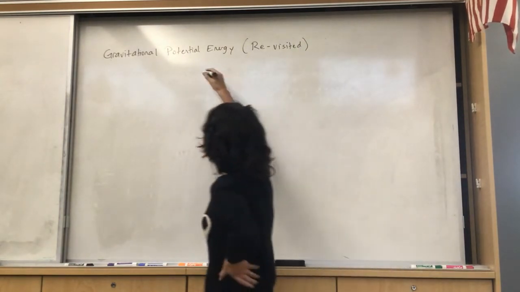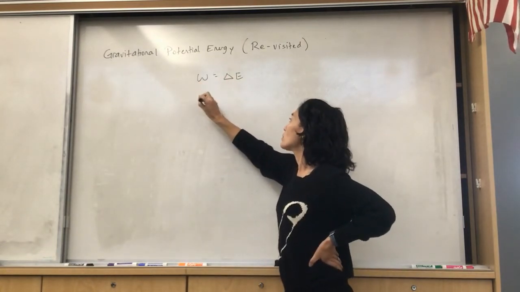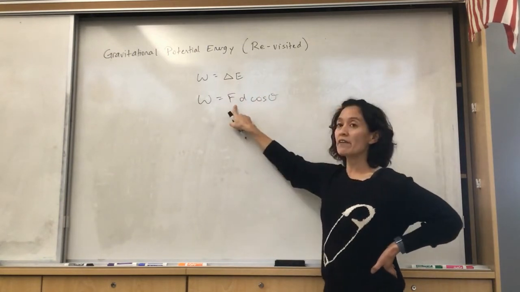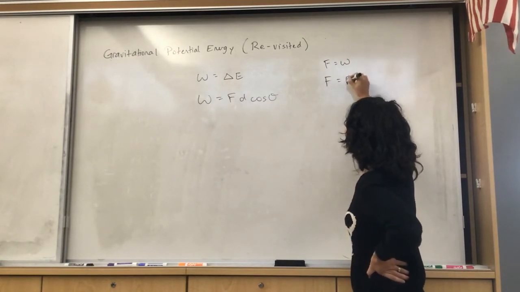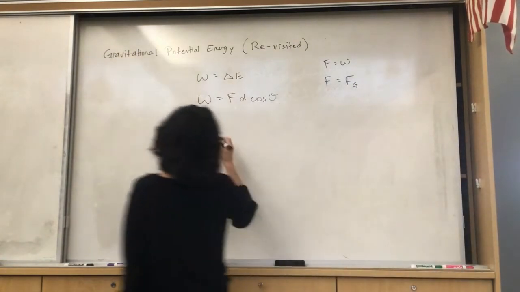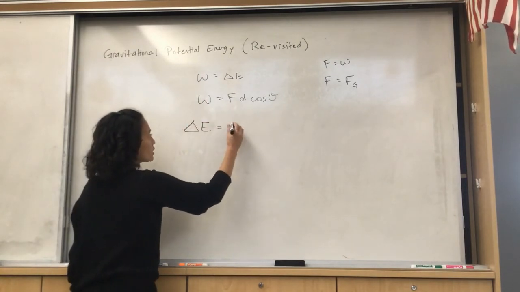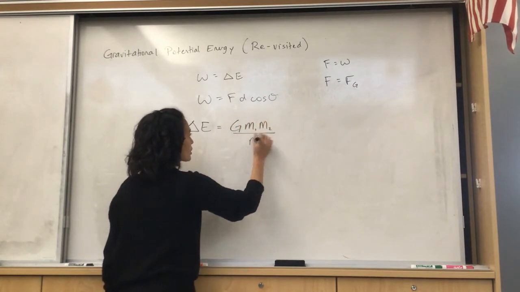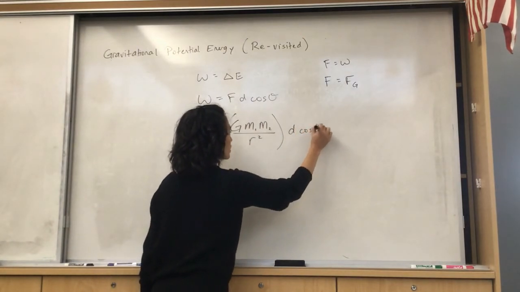We still have our concept of work is equal to our change in energy, and that is also equal to our FD cosine of theta. But this time, instead of just having our F being equal to our weight, we need to have our F being equal to F big G, the universal gravitational force. So when I do that, I'm going to sub in here that my change in energy would be equal to big G m1 m2 over r squared. That's my force, times the distance, times the cosine of theta.